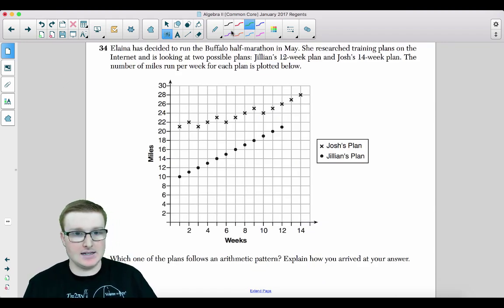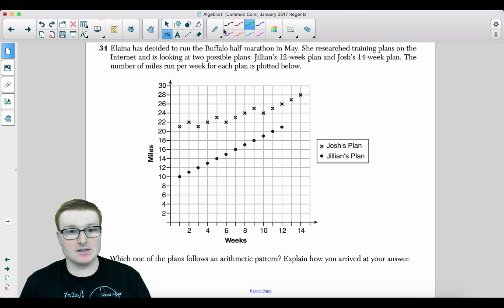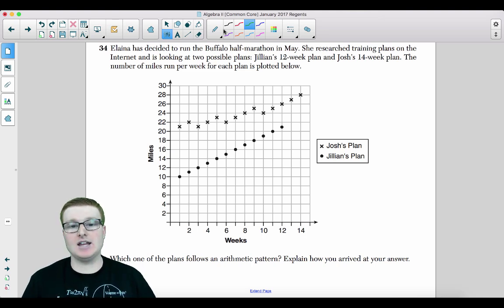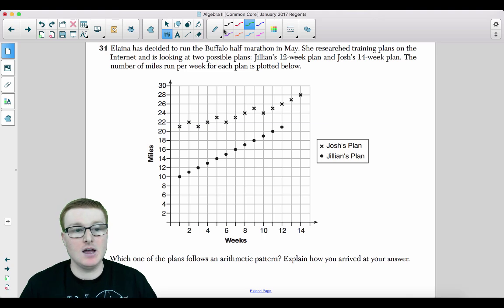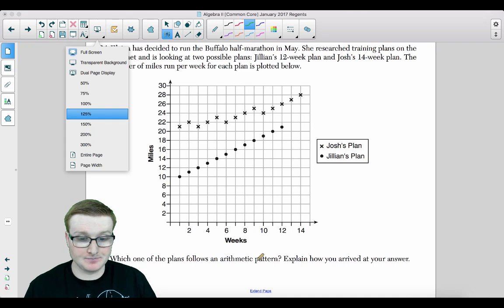Elena has decided to run the Buffalo Half Marathon in May. She researched training plans on the internet and is looking for 2 possible plans: Jillian's 12-week plan and Josh's 14-week plan. The number of miles run per week for each plan is plotted below. Which one of the plans follows an arithmetic pattern? Explain how you arrived at your answer.